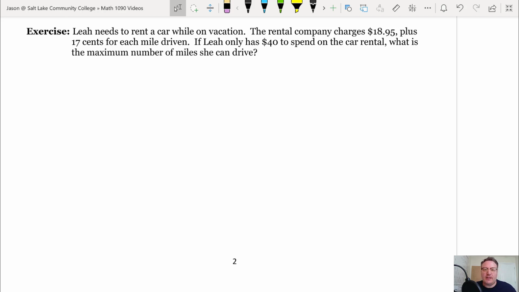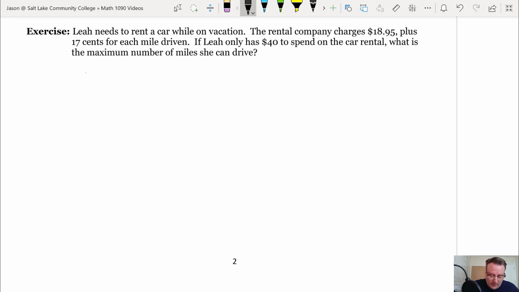So it looks to me like we're looking at costs here. We have the fixed cost. It costs her $18.95 just to rent the car for the day, and then 17 cents for each mile. So that's the variable cost, right? It varies depending on how many miles she drives.